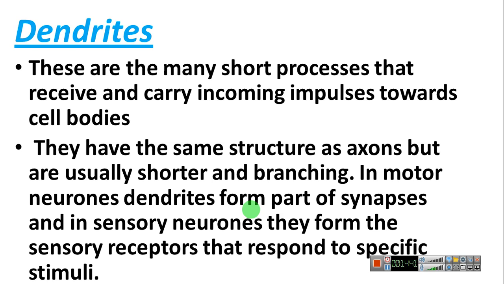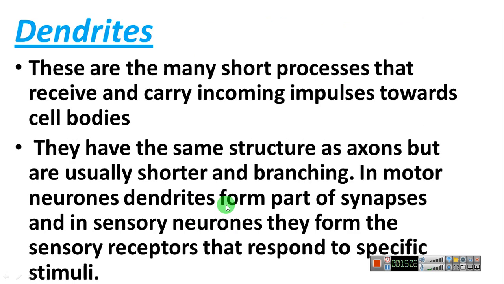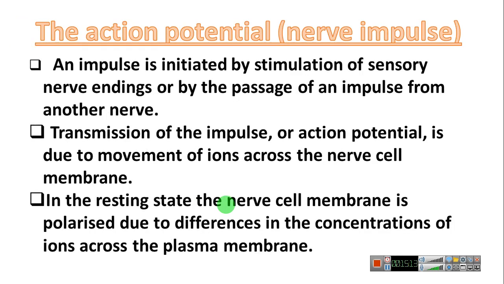Dendrites. These are the many short processes that receive and carry incoming impulses towards cell bodies. They have the same structure as axons but are usually shorter and branching. In motor neurons, dendrites form part of synapses, and in sensory neurons, they form the sensory receptors that respond to specific stimuli.